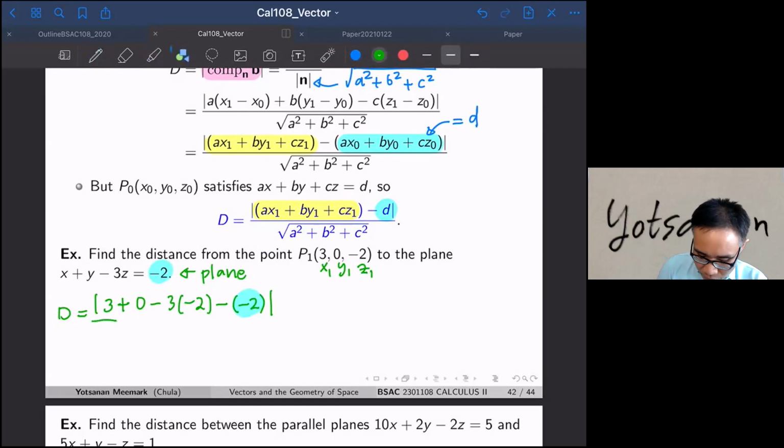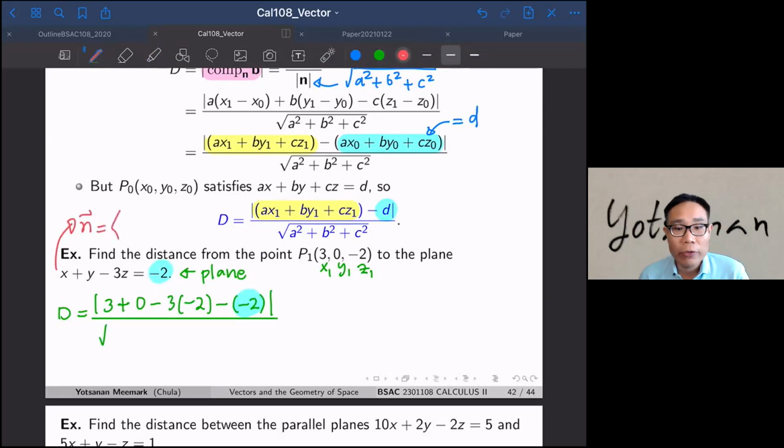Over the square root of the norm of the normal vector. Let's find n first. In this case, n comes from reading the coefficients of x, y, and z respectively. So it's going to be 1, 1, and -3. So this one will be 1 squared, 1 squared, and -3 squared.